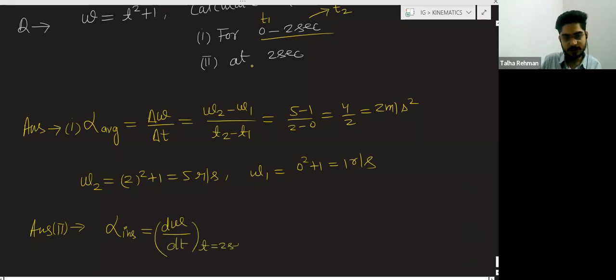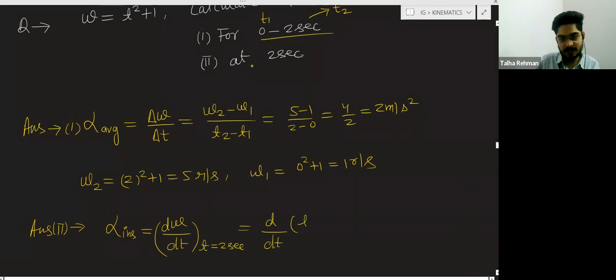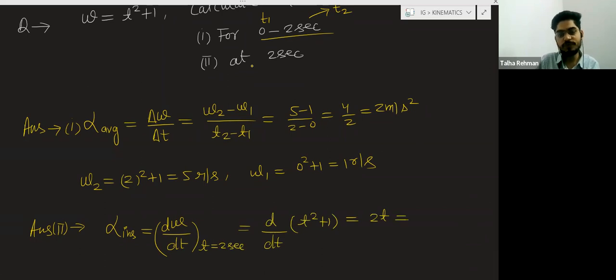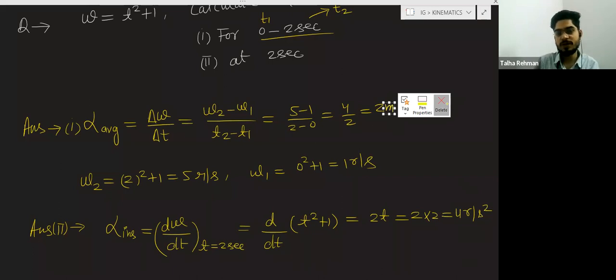At t equal to 2 seconds we have to find it. So now differentiate d by dt of t square plus 1. The differentiation becomes 2t, and you put the value of time, 2 into 2. This becomes 4 radian per second square. Here it will not be meter per second square; it will be radian per second square, because this is the angular acceleration.